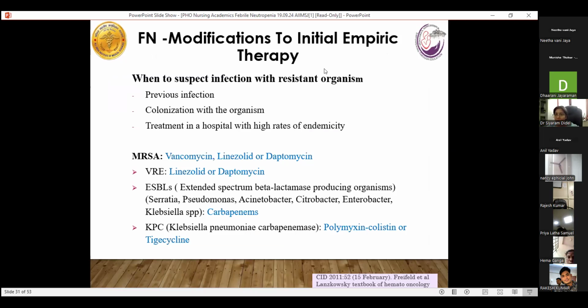Now, modifications to the initial empiric therapy. So when to suspect infection with a resistant organism? If we are suspecting infection with a resistant organism, such as when there has been previous infection or colonization with the organism, or treatment in a hospital with high rates of endemicity, then the antibiotic choices are as per the organism.